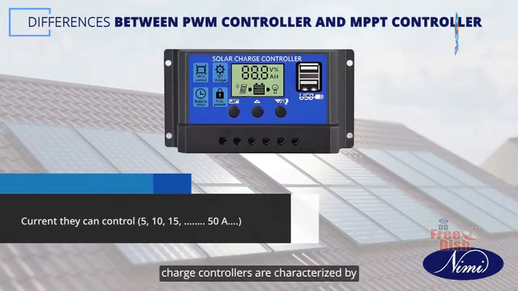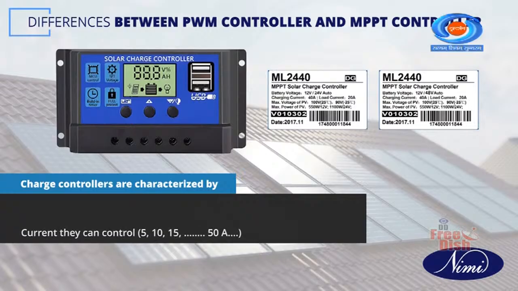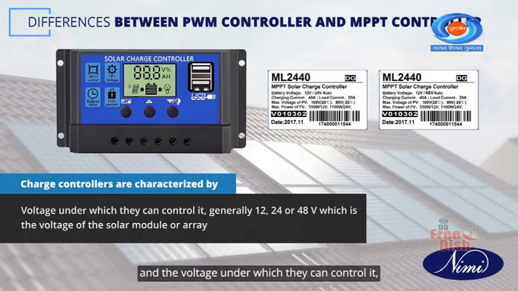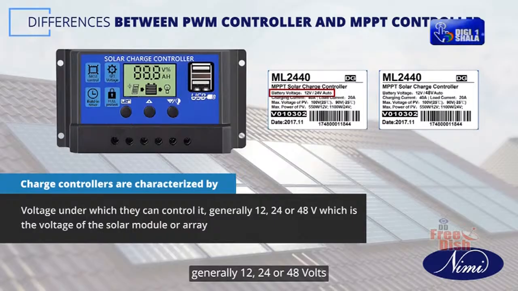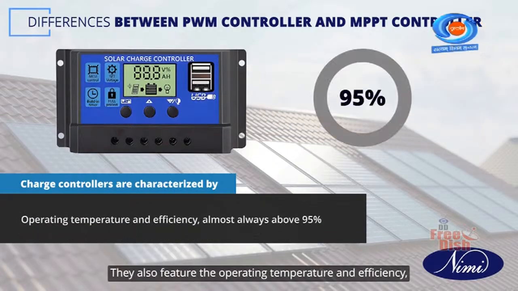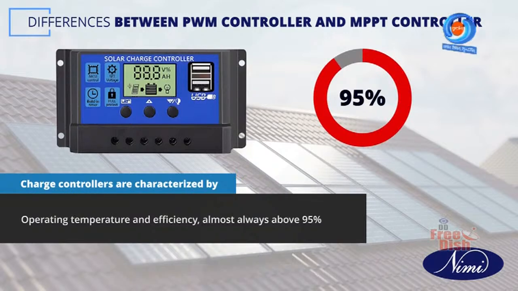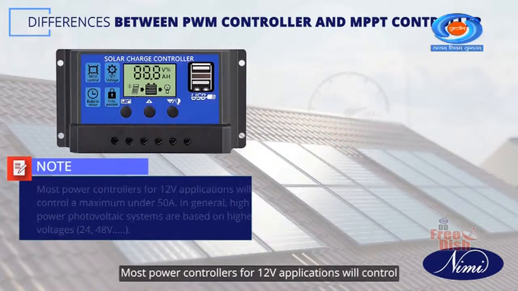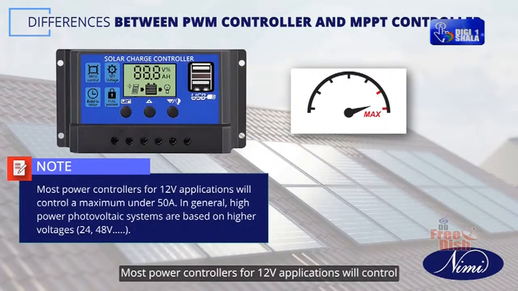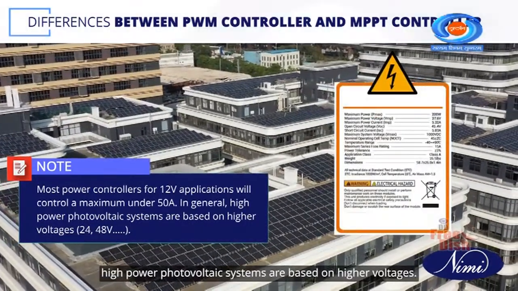Besides the type, charge controllers are characterized by the current they can control and the voltage under which they can control it, generally 12, 24 or 48 volts, which is the voltage of the solar module or array. They also feature the operating temperature and efficiency, almost always above 95%. Most power controllers for 12 volt applications will control a maximum under 50 ampere. Generally, high power photovoltaic systems are based on higher voltages.